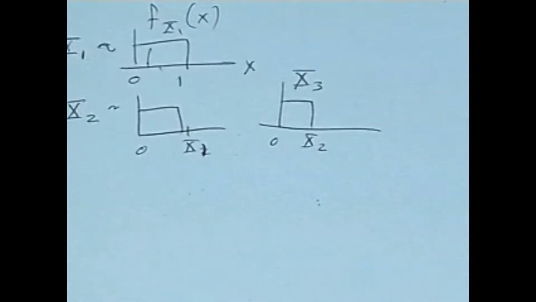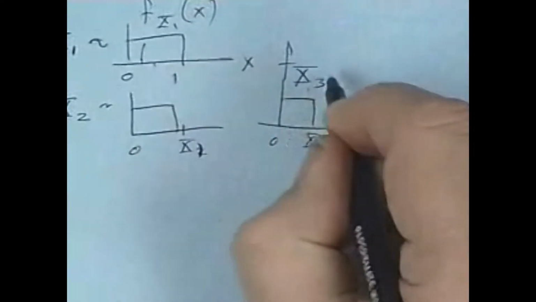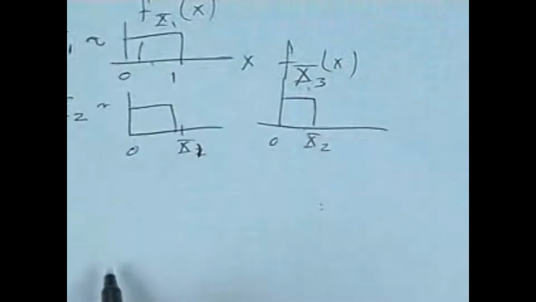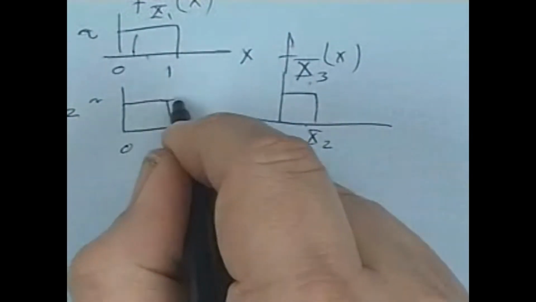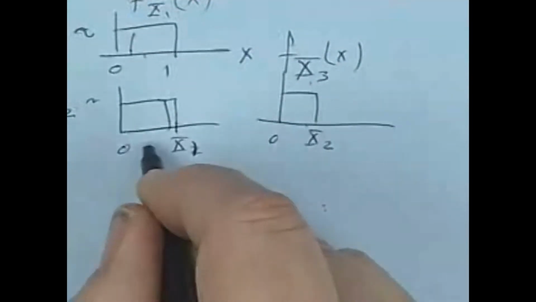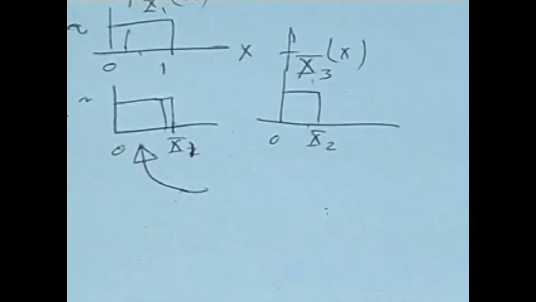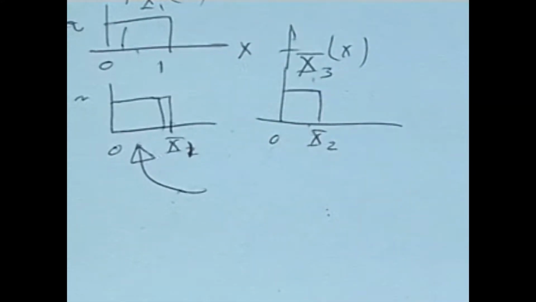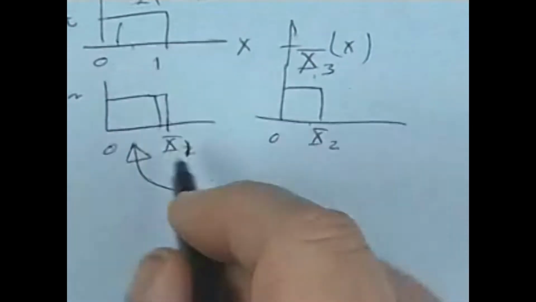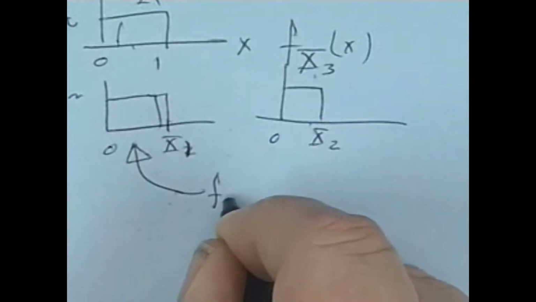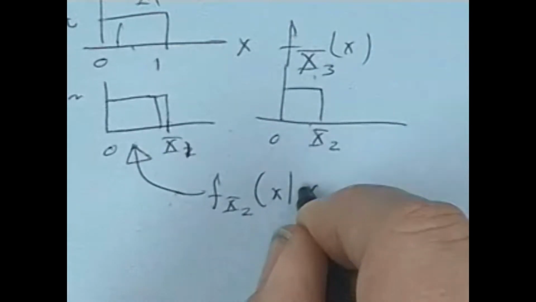So clearly, as we do this, this is f sub x3 of x, we're going to have x3 being less than x2 being less than x1. Now, we can't draw a density function which looks like this. Why? Because the density function is a function of a random variable. Density function cannot be a function of a random variable. A density function is totally deterministic. So therefore, this is rather f of x2 of x given x1.